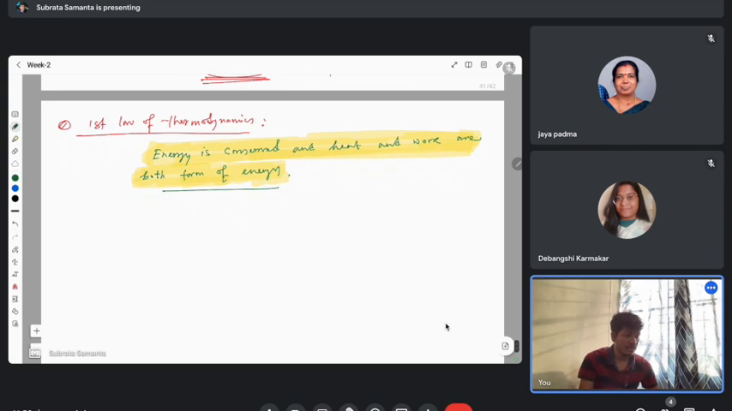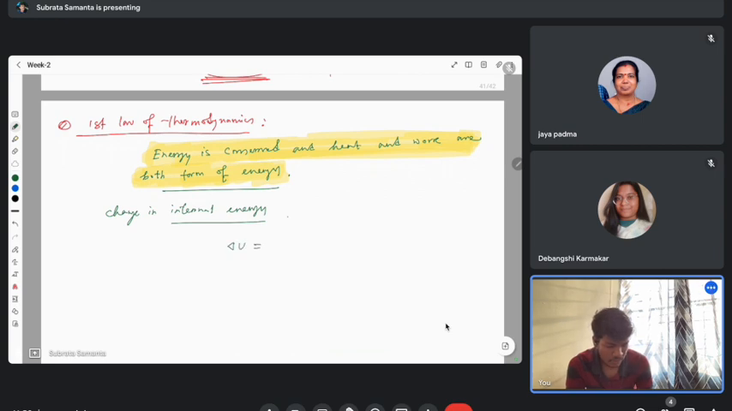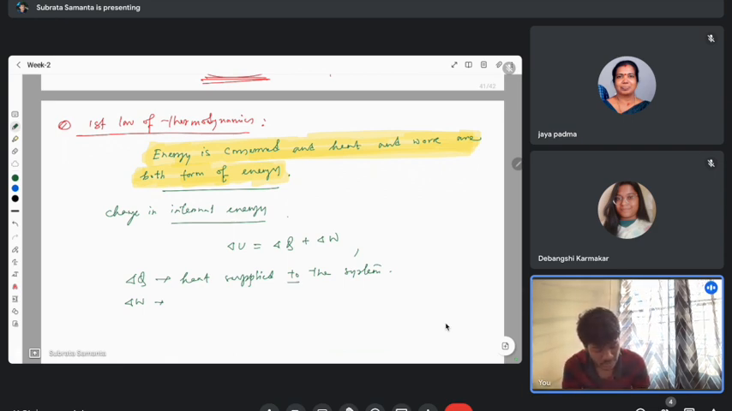Then we can write the internal energy. Mathematically, the change in internal energy, delta U, is delta Q plus delta W. So we are adding some heat, delta Q, and delta W. Delta Q is the heat supplied to the system, and delta W is the work done on the system.